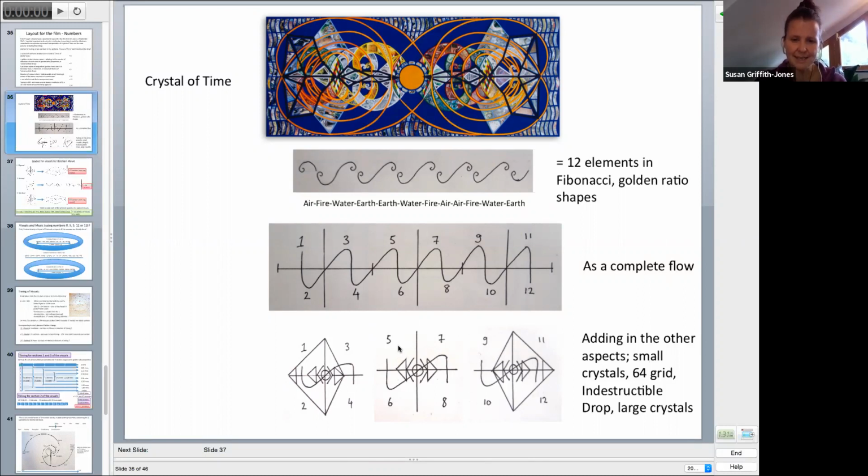Now, extending this, I put this chart into these numbers, breaking it up into 3 sections, but I added in the other points, so crystals and the indestructible drop, the gold, which is inside the golden circle, which is inside the 64 grid. This grid of 64 is the 4 elements, all put together in an 8 times 8 grid. But we know that inside this 64 grid is this circle, and this will also occur here, although it's hidden.